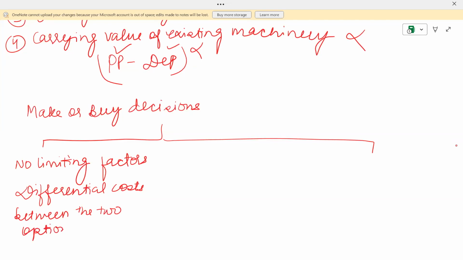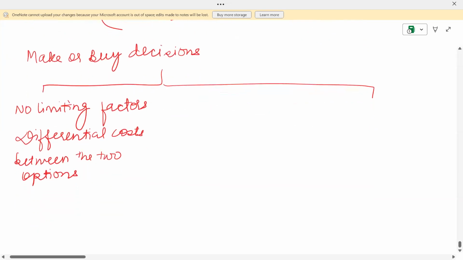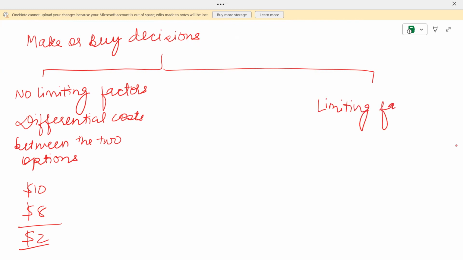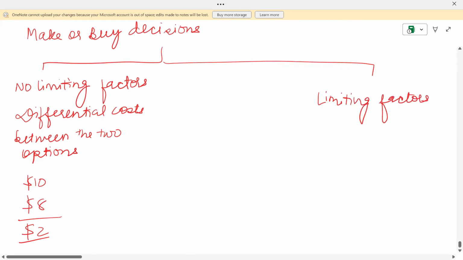So maybe I can buy something from outside for $10 and internally I make it for $8. So the relevant cost is only going to be $2. This is in a scenario where there are no limiting factors. Now, in a scenario where we have limiting factors, where the resources which we need are scarce, we have to use some steps. So what are going to be the steps?